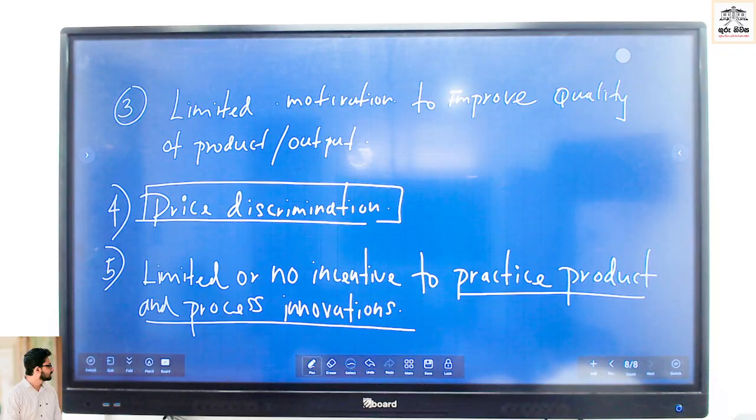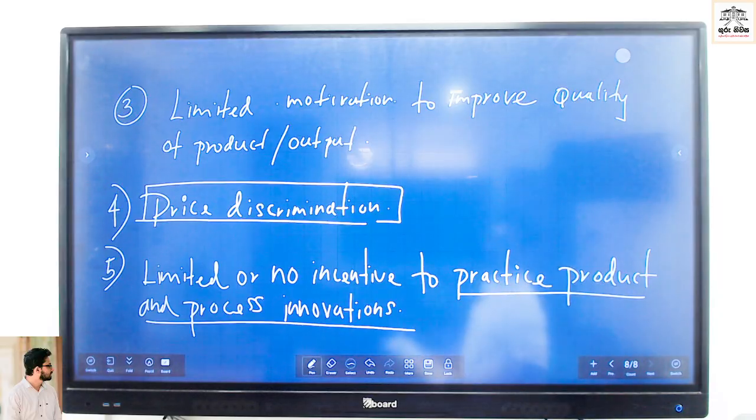Before I wind up the class, we can complete the table on page number 50. Compare the perfectly competitive market and monopoly market structure.